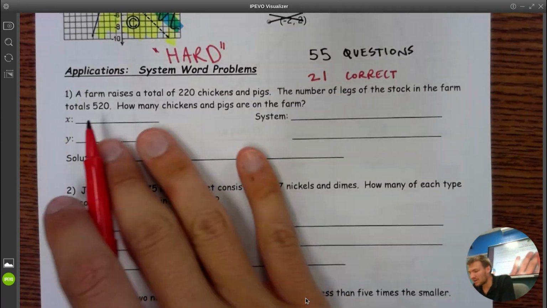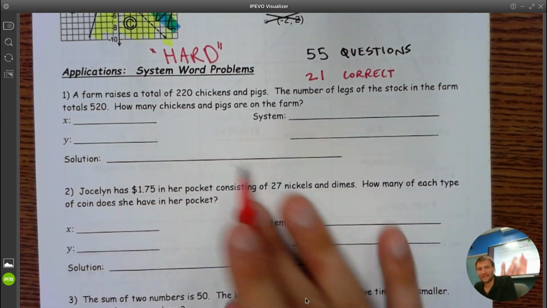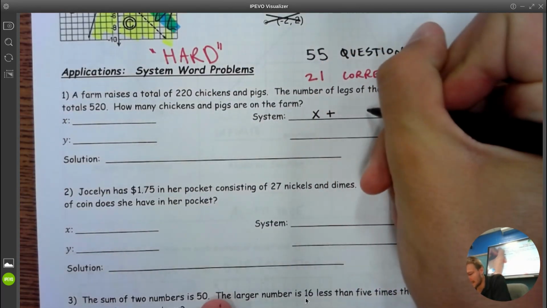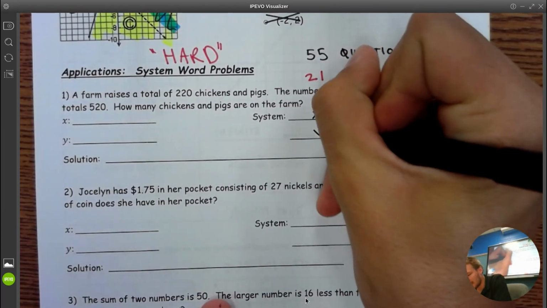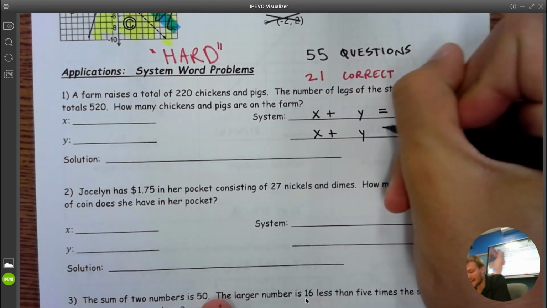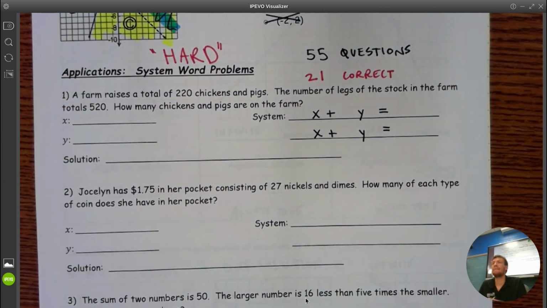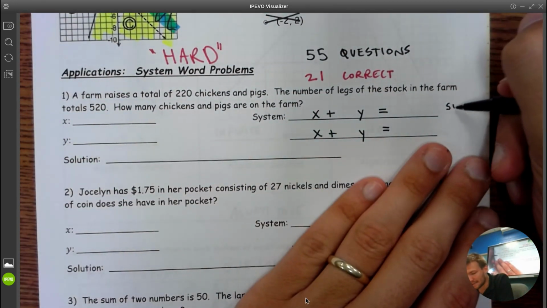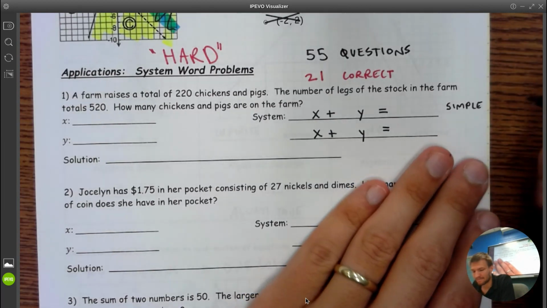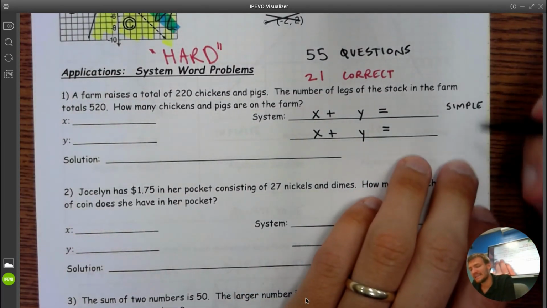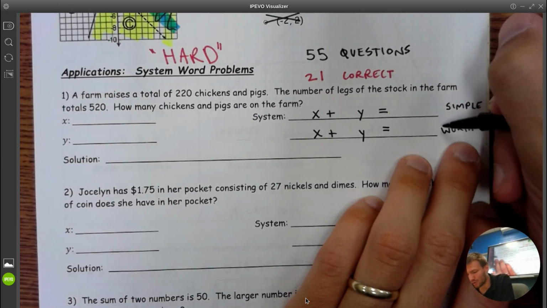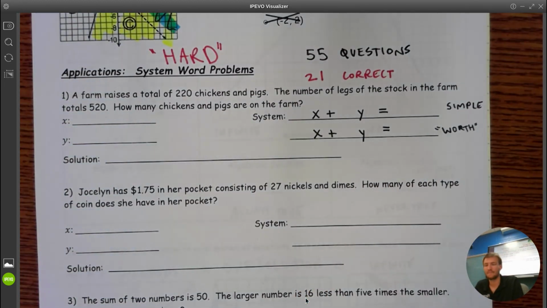This is all about 2 different equations, okay? So if you remember doing this, we did x plus y equals, x plus y equals. We want to make 2 different systems based on our information. One of them is going to be a really simple equation, and one of them is going to be more complicated. Okay, sometimes I call this like the worth question, or the worth system. So here's what we got.